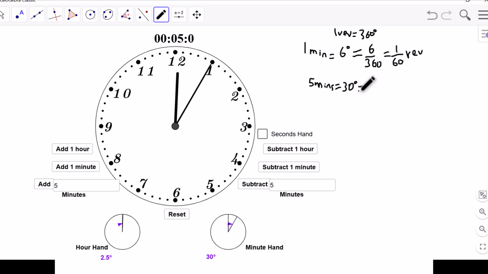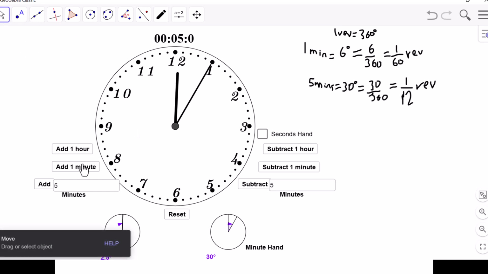So if I want to get how many revolutions here, I'll just divide. Just say 30 divided by 360 degrees. Take note of this. When you reduce it to the lowest terms, 0 cancels 0, 3 into 36, this will give us 1 over 12. So this will be 1 over 12 revolution. So 5 minutes will give us 30 degrees, which is equal to 1 over 12 revolution. Please take note of this.